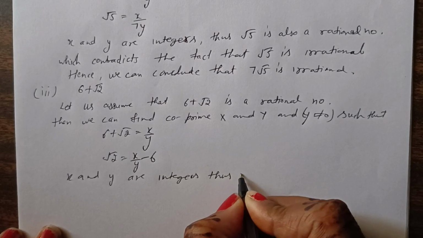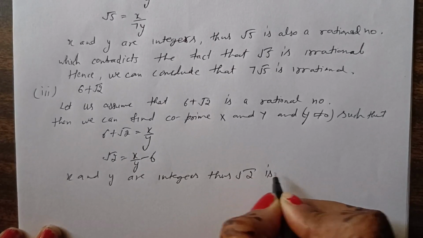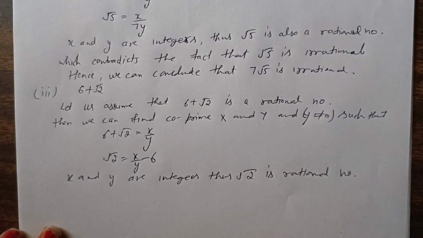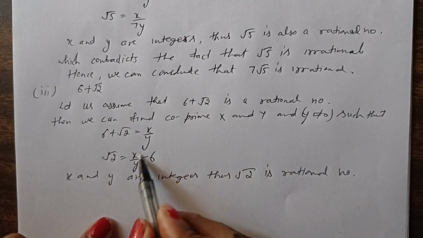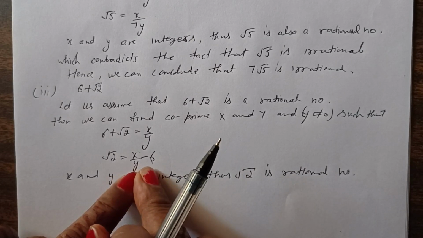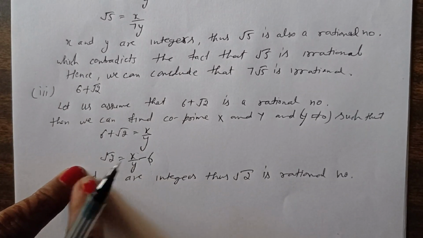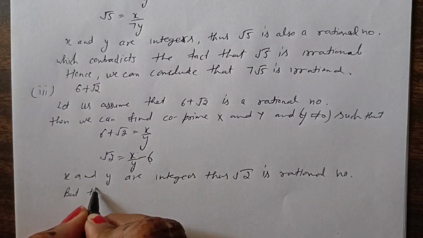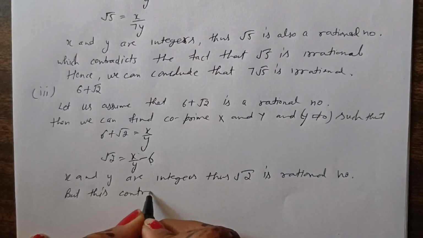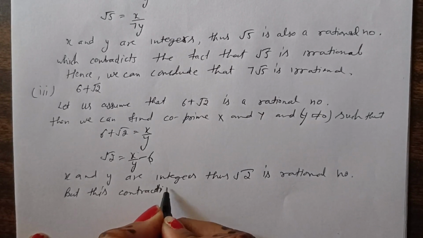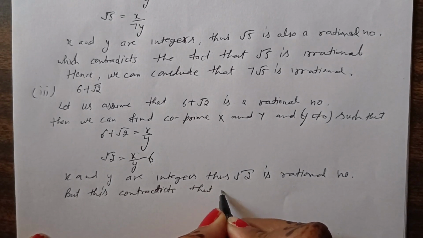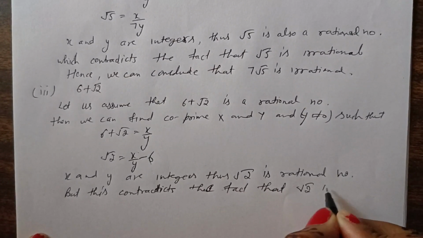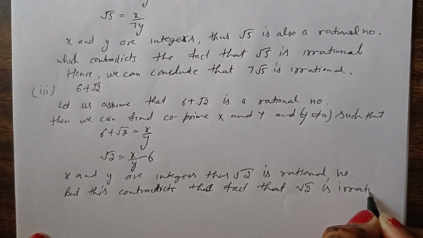Thus, root 2 is a rational number, because x upon y minus 6 is a rational number. If the right hand side is rational, then the left hand side is also rational. So root 2 is also a rational number. But this contradicts the fact that root 2 is irrational.